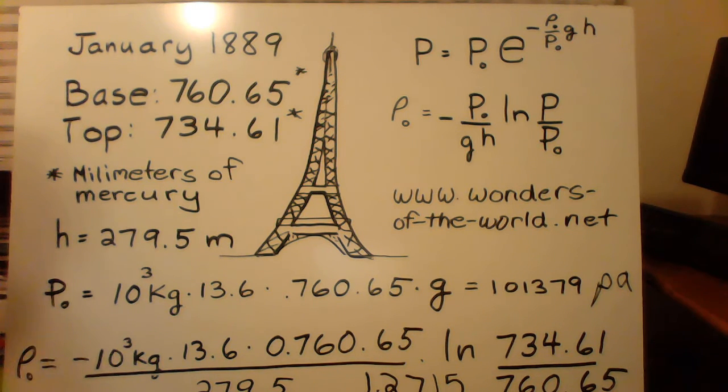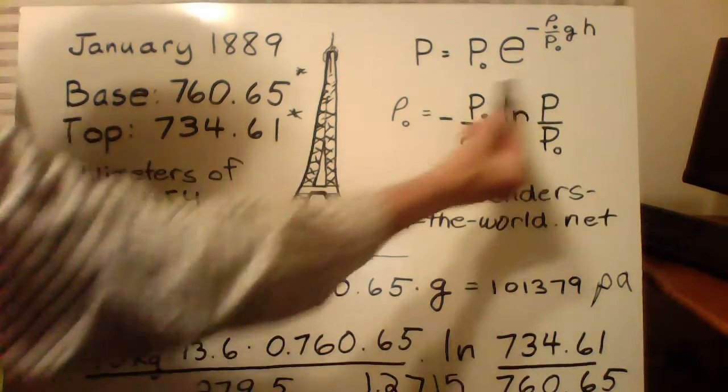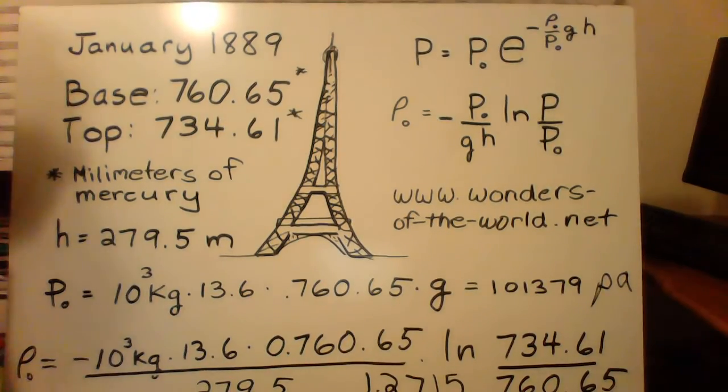So basically, in our last video, we derived this formula for the pressure at any particular altitude h. It is P is equal to P sub 0, that is the barometric pressure when h is equal to 0, times e to the minus rho sub 0 over P sub 0 times g times h.